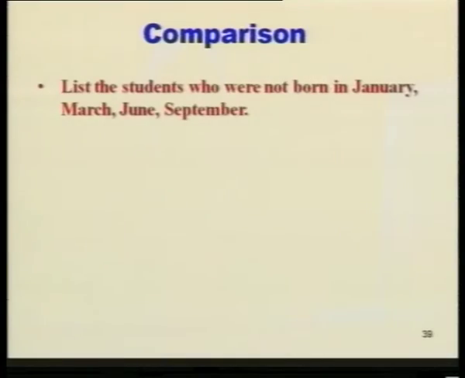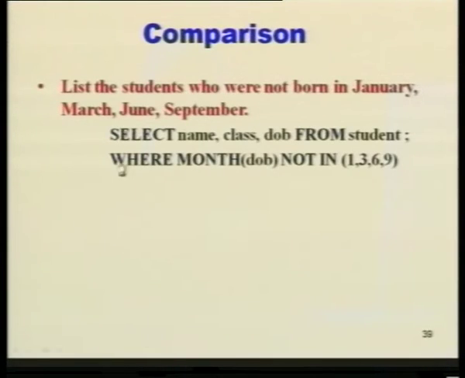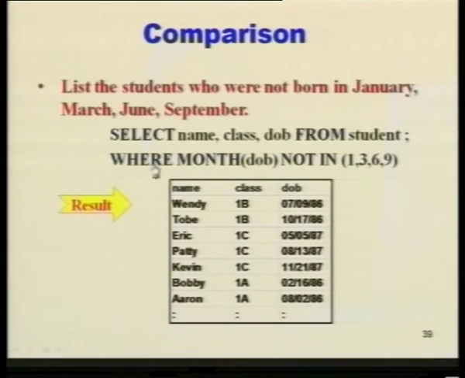List the students who are not born in January, March, June and September. This is another example. Select name, class, date of birth from student where month of date of birth NOT IN (1, 3, 6, 9), which stand for January, March, June and September. There is a special order in which these are represented by numbers, so that it is easily done. This will give you the name, class and date of birth of all students whose birthday is not in these months.